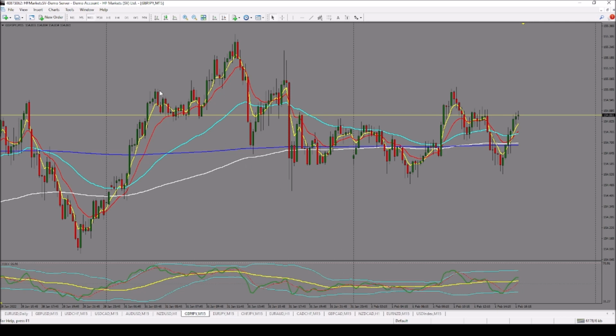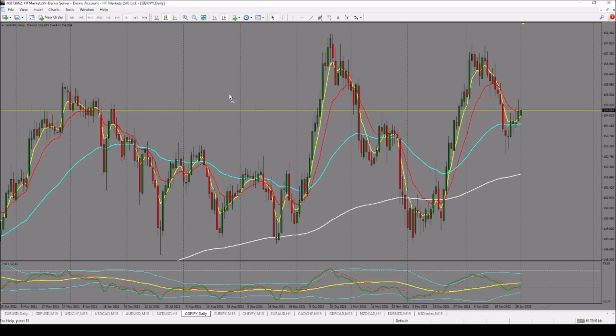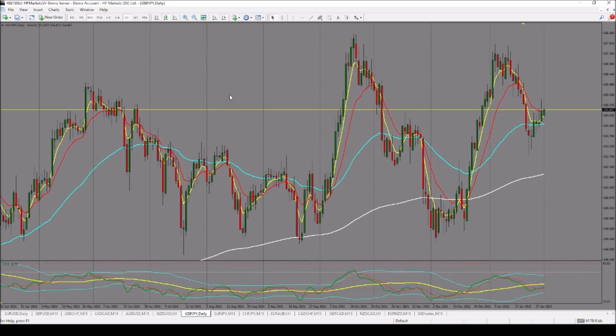So this is pound against Japanese yen. Now we are on MT4, and we are going to start by how we determined the bias of this particular pair. The first thing, as always, that we talk about in all our rules of trading is to start on the higher time frame. The higher time frame that is immediately available to us is the daily time frame. This is what I like to start on most of the times.